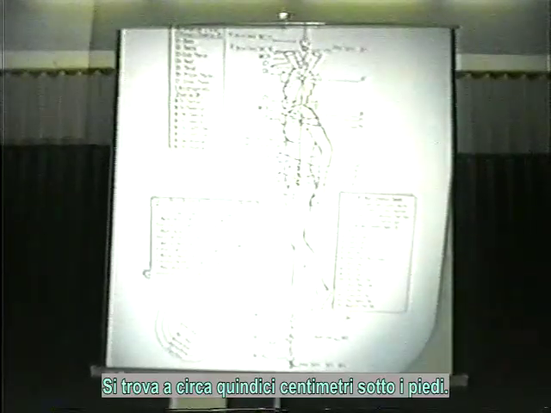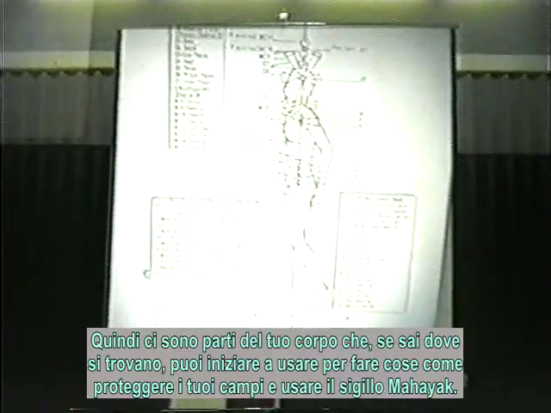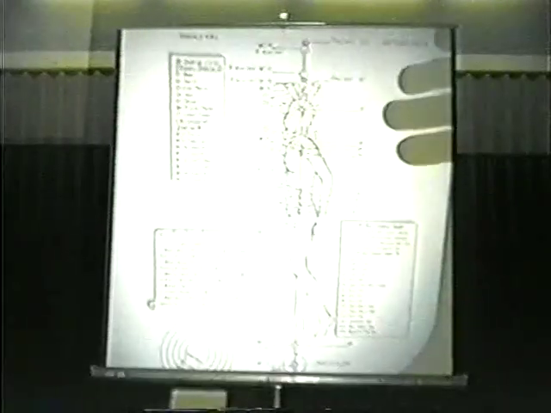Here is the 12th chakra. It's about 6 inches below the feet. When we're doing the Maharic seal exercise, there's that Maharic shield that is about 6 inches below that, about 12 inches below the feet. So there are parts of your anatomy that, if you know where they are, you can start using them to do things like protect your fields and use the Maharic seal. Can we pull this down a little bit, please?